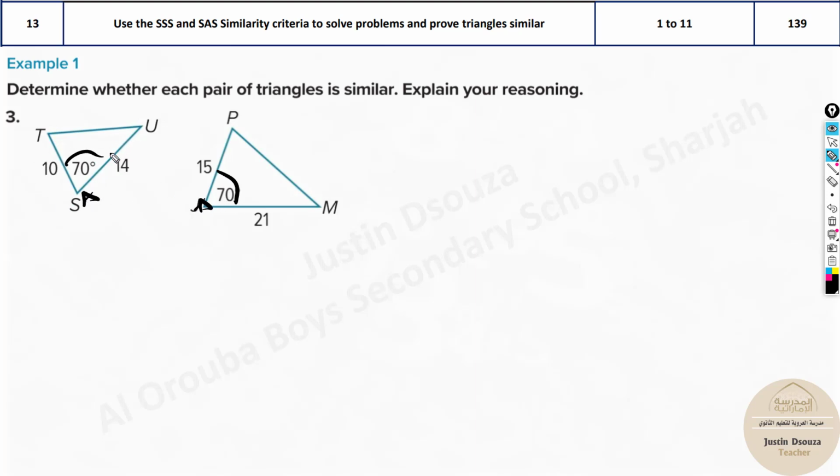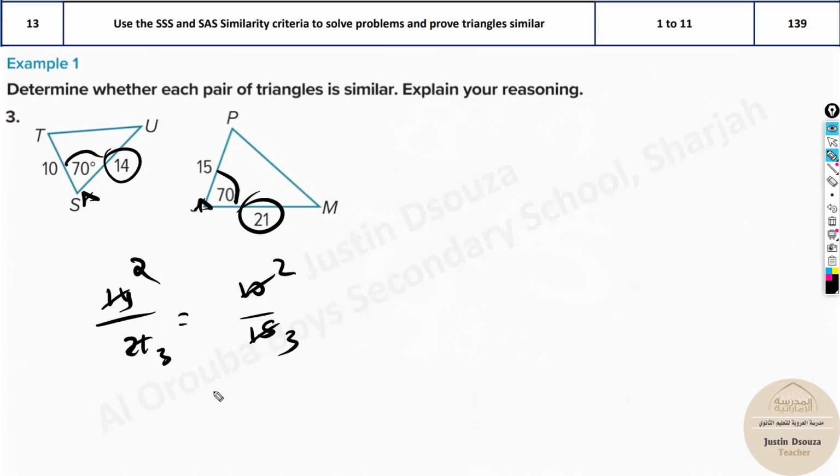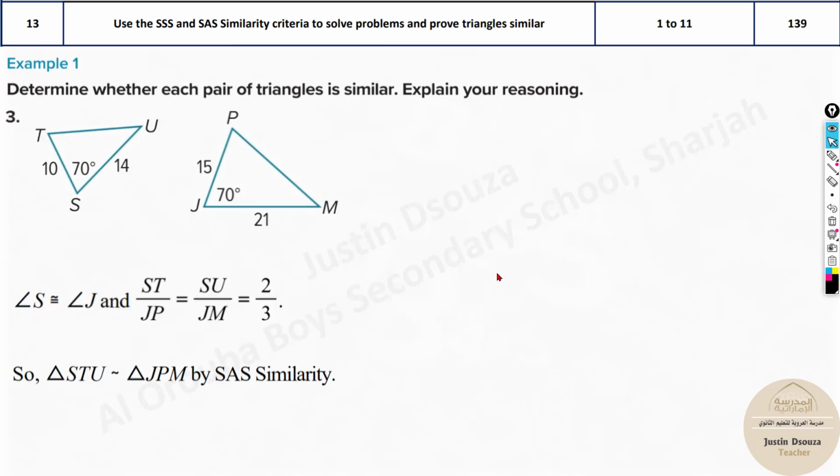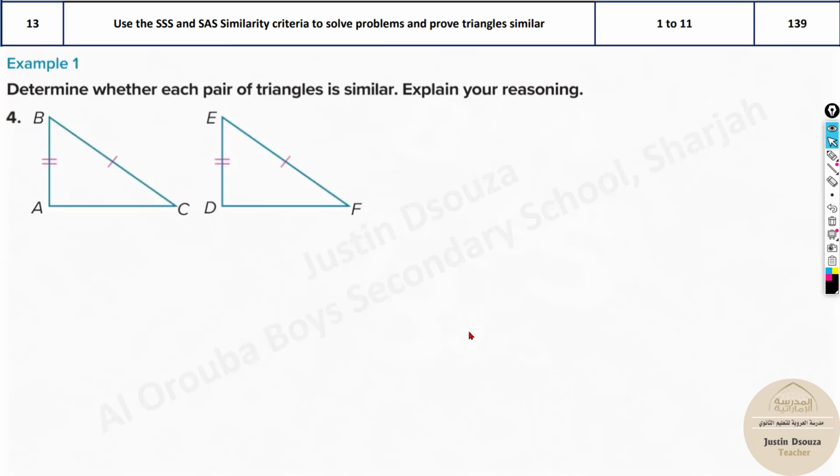Now choose the bigger side here. The biggest one is 14 here divided by the bigger one over here, 21. That must be equal to the other sides, 10 and 15. Let's check. 7 goes 2 times, 7 goes 3 times. Here also 5 goes 2 times, 3 times. It's 2 by 3 equals 2 by 3. Since it's equal, it is proportional by the SAS postulate or criterion. SAS, that's the answer.